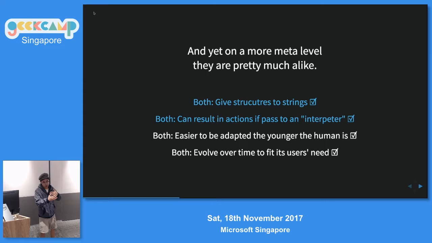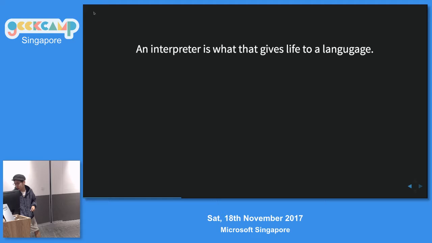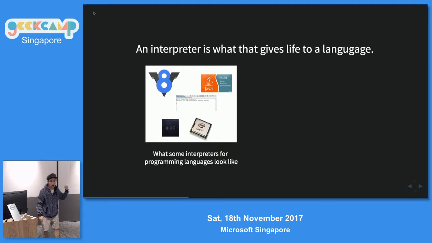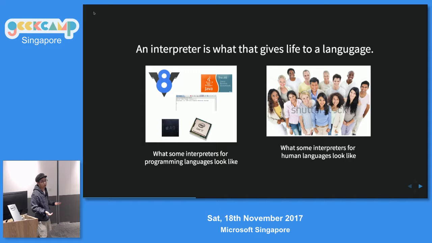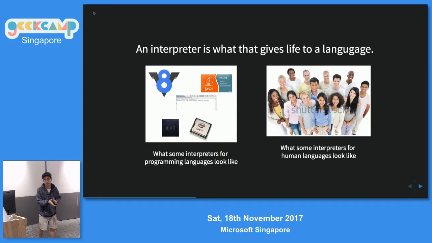which introduce the notion of interpreting, which has to do with the idea of interpreters. An interpreter is basically what gives life to a language, I would say. These are what some of the interpreters for programming languages look like. Some of them are also known as microprocessors, but microprocessors are really just interpreters for these binary languages. And these are what interpreters for human language look like, just us. We are the interpreters of human language, and we have been doing this for millions of years now, and we are pretty good at it, which is really interesting.